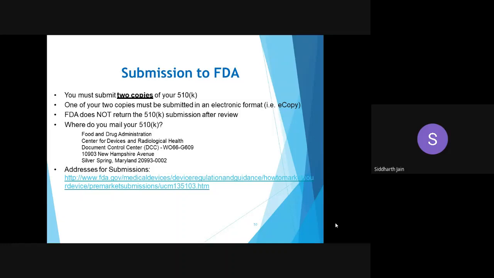FDA does not return the 510K submission after review. They will not return anything. Depending upon the application type, you can submit it or you can mail it to them directly. Addresses for submissions have already been provided by the US FDA. You can check this link and get the submission addresses also. Next slide.